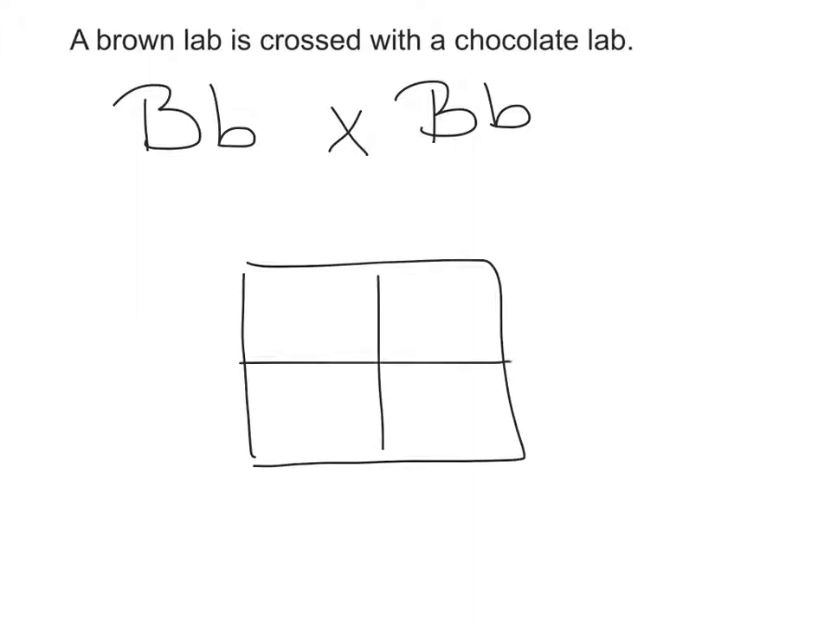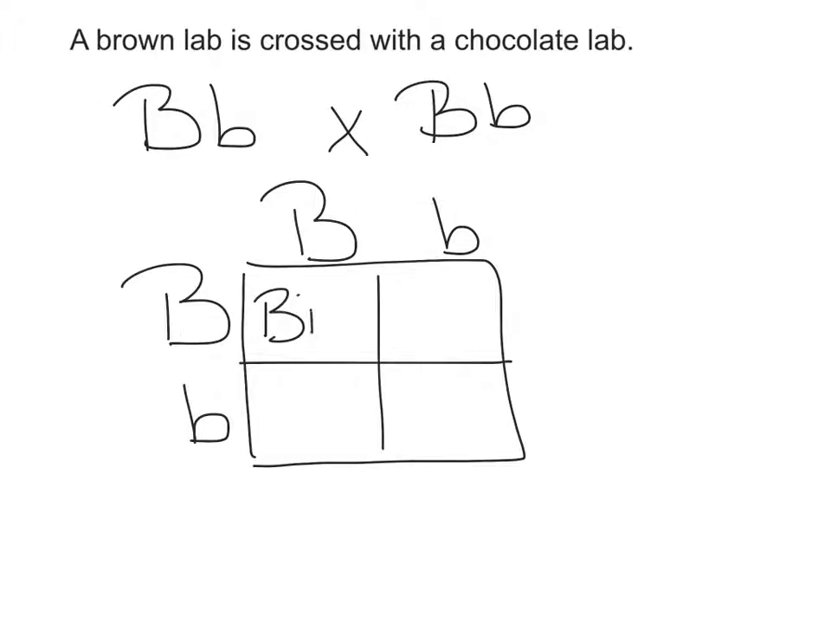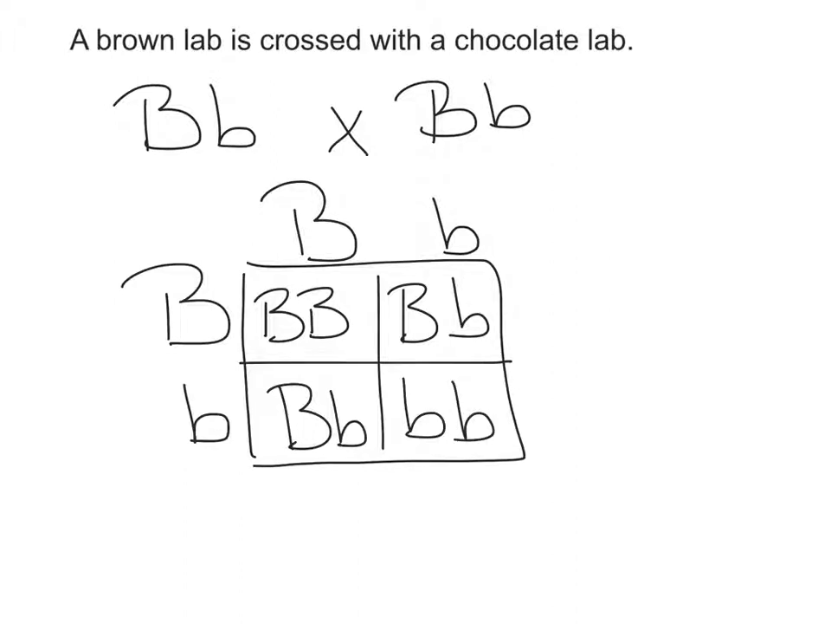So there's our Punnett square. We've got big B, little b for parent number 1, big B, little b for parent number 2. Now we can fill in our square. So big B, big B, big B, little b, big B, little b, little b, little b.